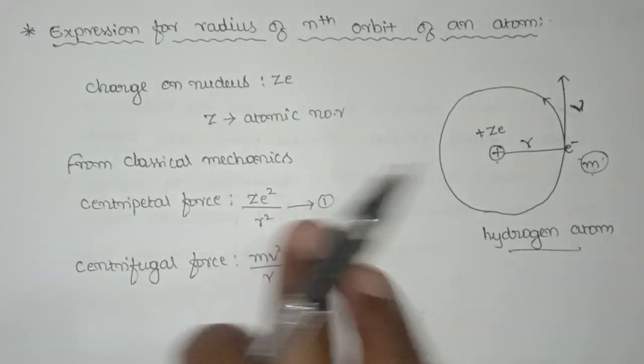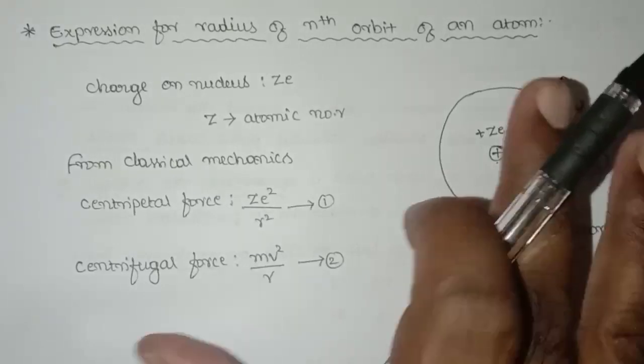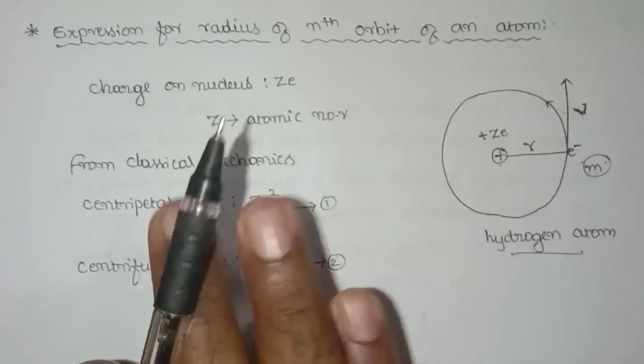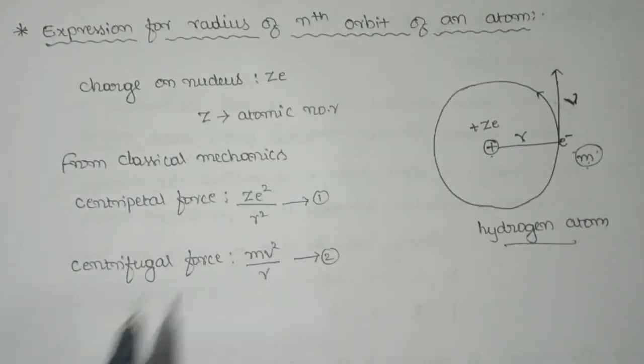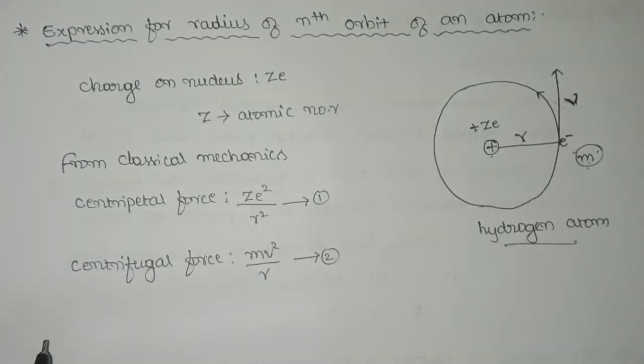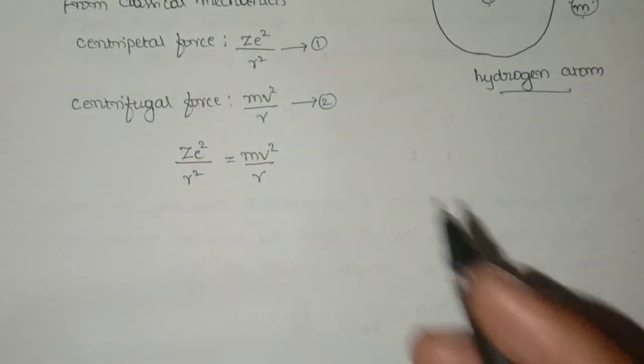Because of this reason only, the electron is continuously revolving around the nucleus in a specific position without being pulled towards the nucleus and not going away from the orbit. So by considering this factor, we can compare these two equations under classical mechanics. When you compare equation 1 and 2, it becomes Ze square by r square equals mv square by r. Now we shall manipulate the equations.